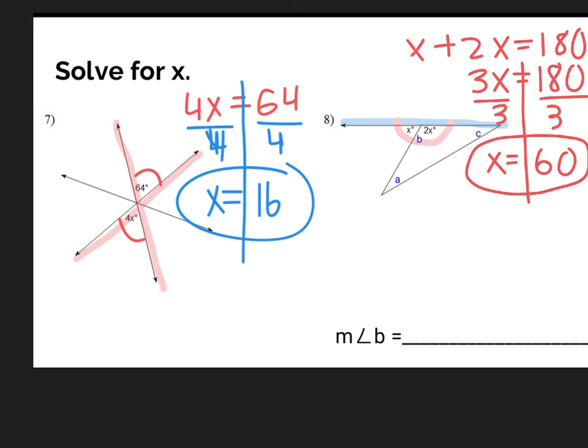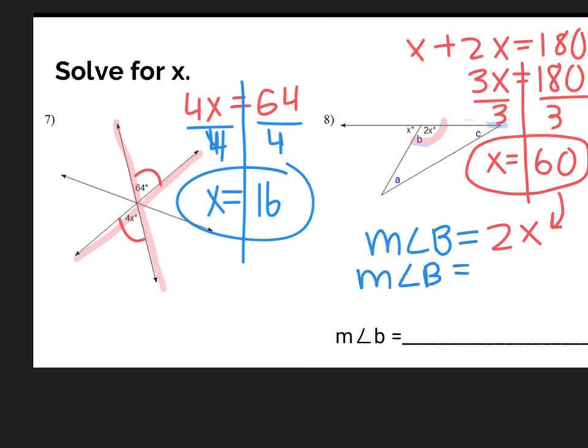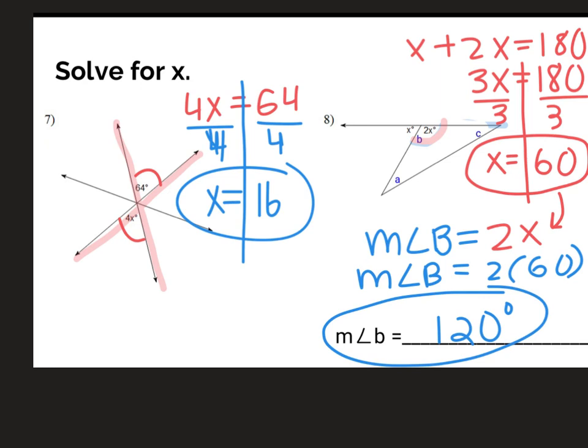Now to find the measure of angle B, well, let's find angle B on our chart. Angle B is right here. So we know that is 2 times my x value. So the measure of angle B is 2x. Well, guess what? We just found what x is. So the measure of angle B is 2 times 60, which is 120. So the measure of angle B, after we found our x value, we figured out was 120 degrees.